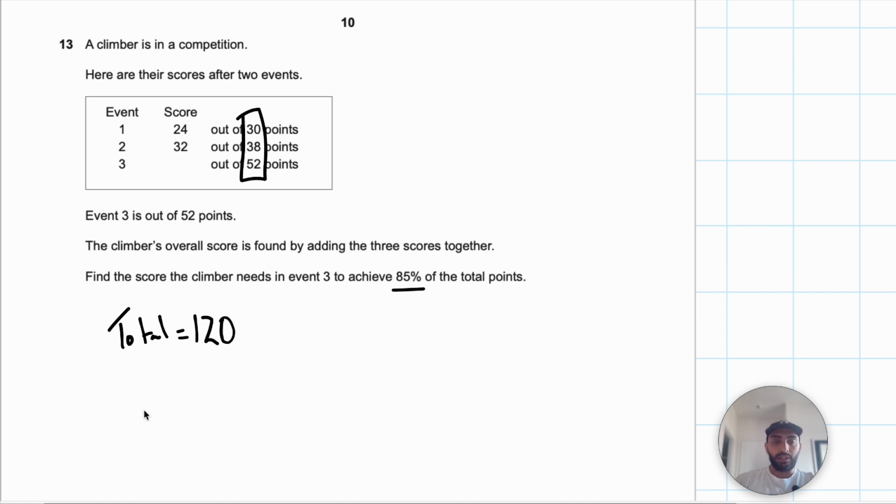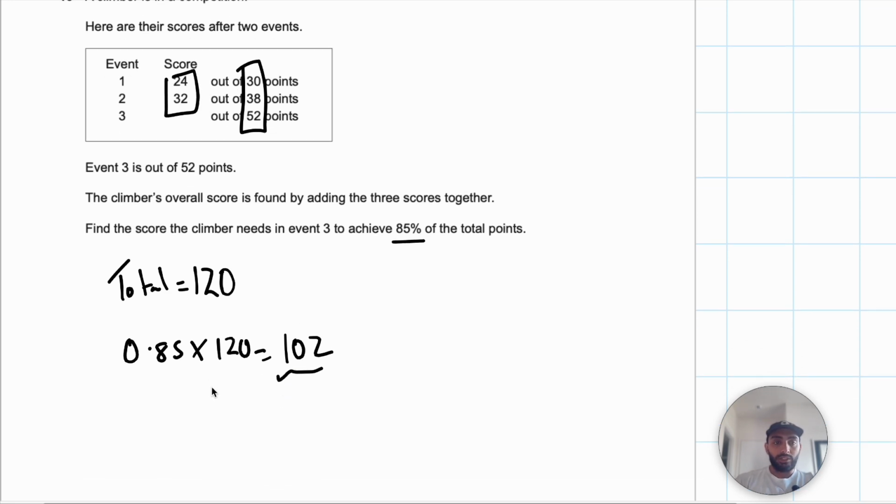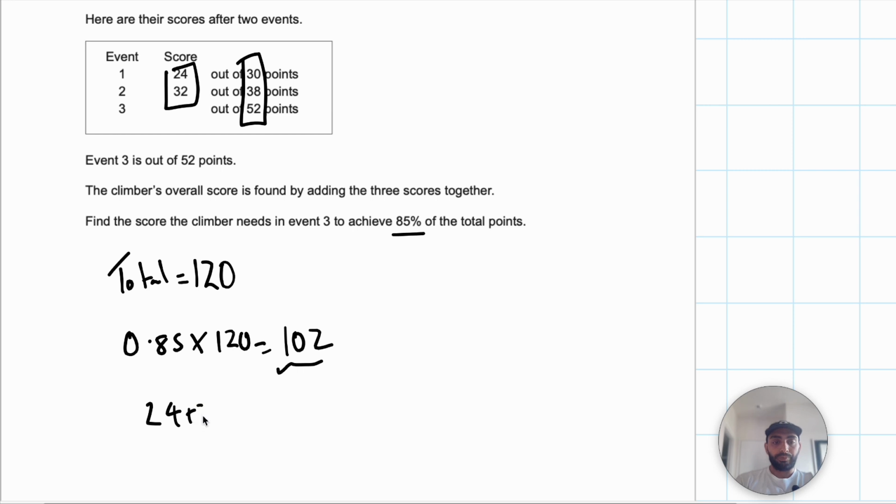What is 85% as a decimal? Just divide it by 100, that gives me 0.85. We're going to do 0.85, which is 85% as a decimal, times by 120. This is telling us the score that the climber is trying to reach. So far, they've got 24 add 32, 20, 50, 54, 56. And they're trying to reach 102. So we're going to do 102, take away 56. That would just be 46.